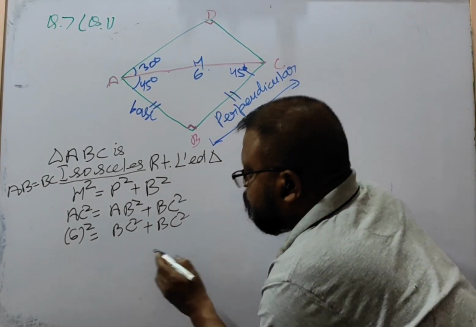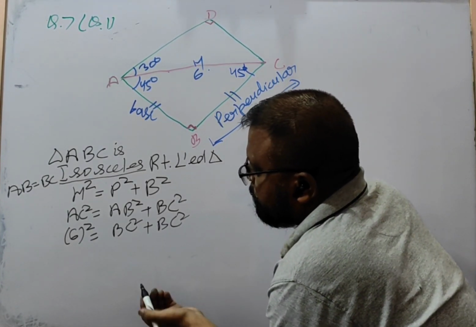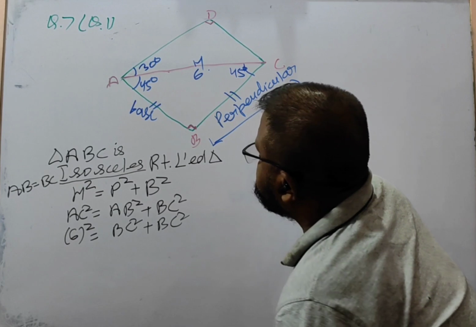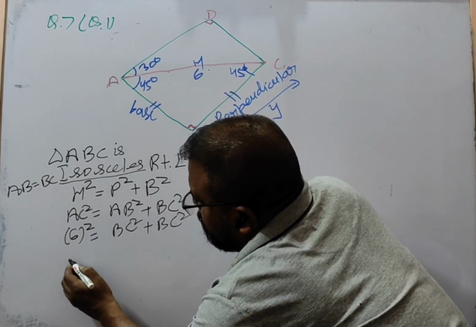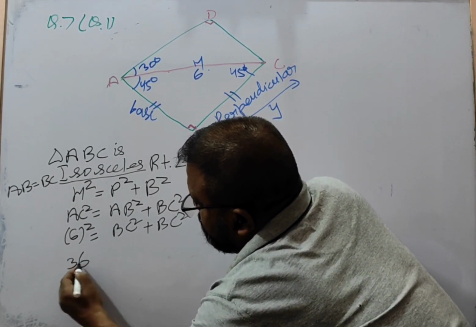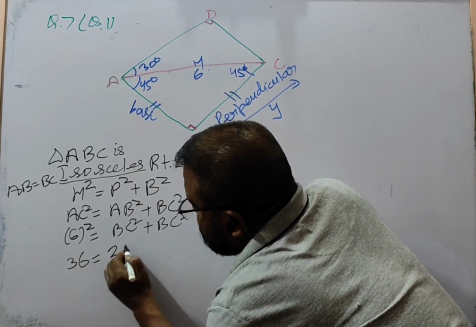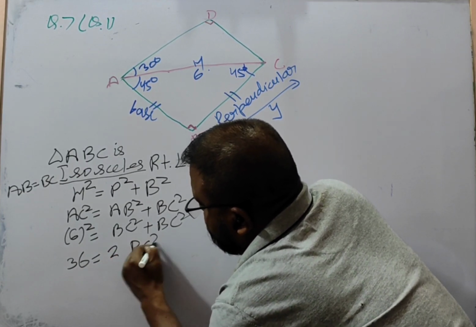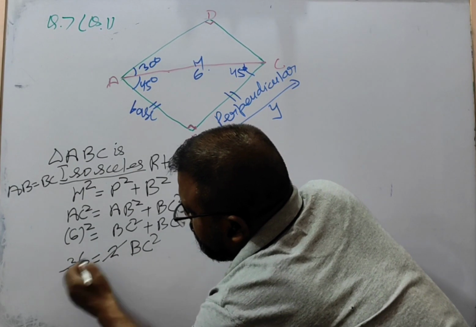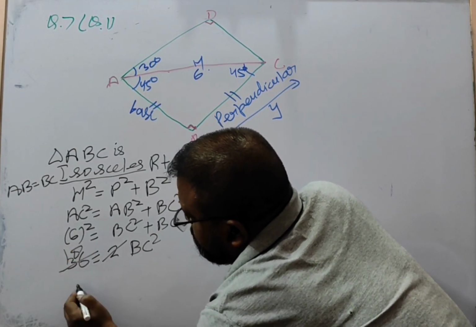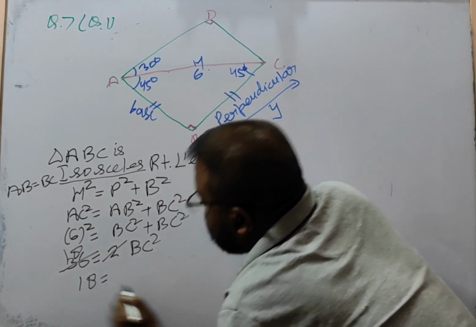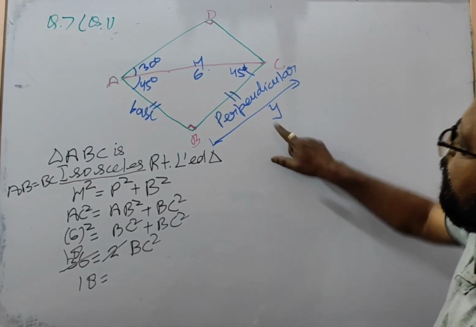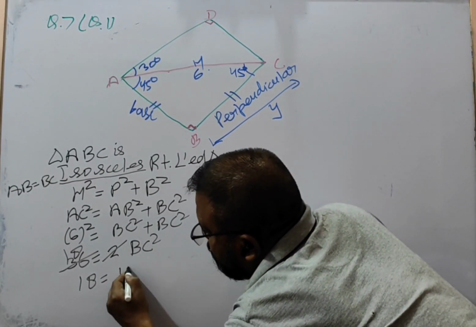So it can be written as 36 is equal to 2 BC square, right? This is 18. So 18 is equal to BC square, and BC is equal to Y. So it is Y square.